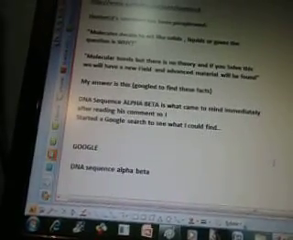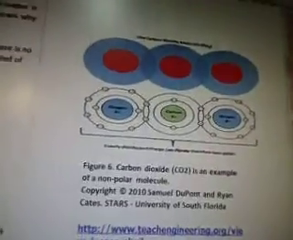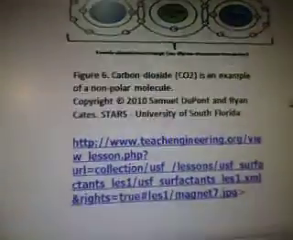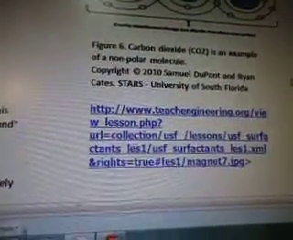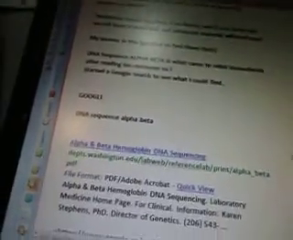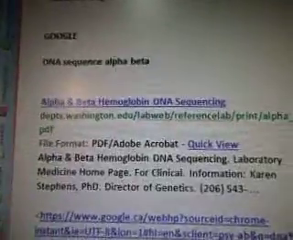My answer is this. So I googled to find these facts. DNA sequence alpha beta is what came to mind immediately after reading his comment. So I started a Google search to see what I could find. Just want to show you this graph over here. This is a carbon dioxide molecule, and it shows carbon dioxide CO2 is an example of a nonpolar molecule. So there's the first graph that came up. So back to the words that came to mind when I read his comment. It's a DNA sequence alpha beta. So this is what came up: alpha and beta hemoglobin DNA sequencing.